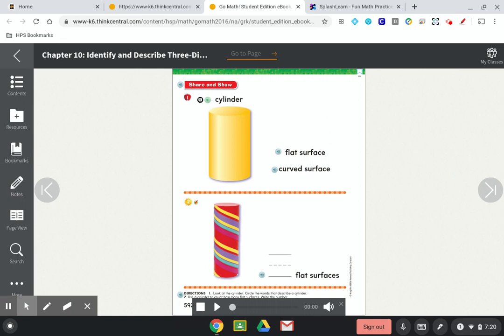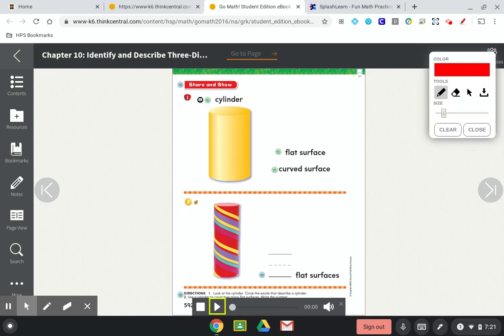Now, let's go back. We have two flat surfaces. Yes, a cylinder has two. And one curved surface. Just so that we're clear, we have one and two. Two flat surfaces, and then one, it goes around here, around the side, and has one curved surface.